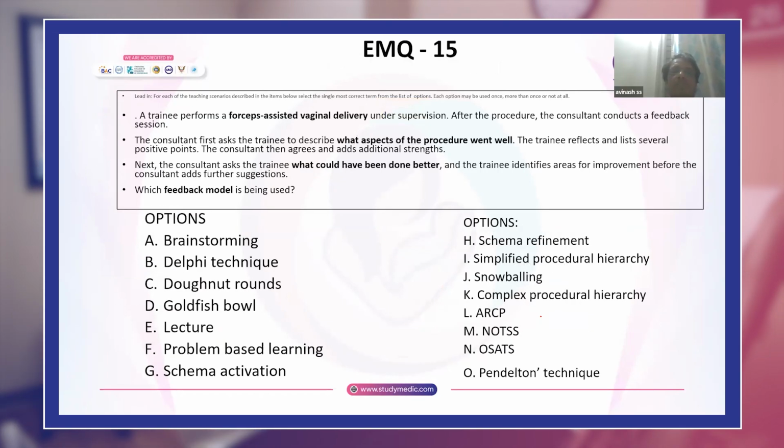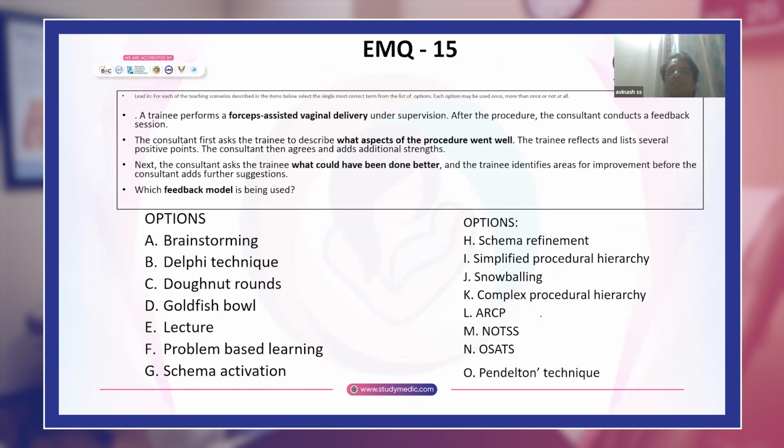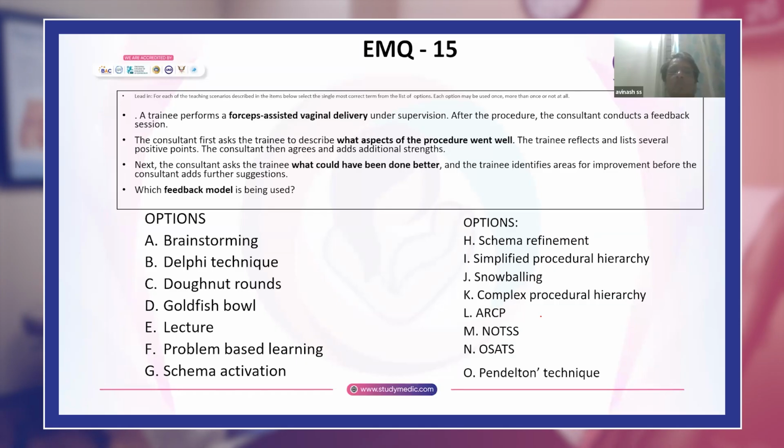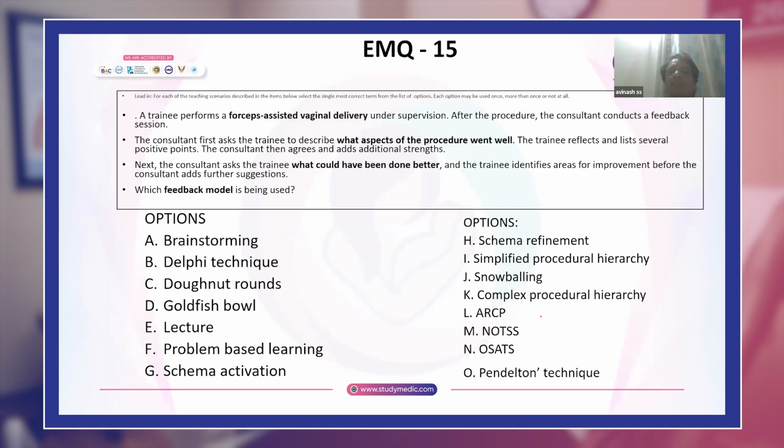Another scenario: a trainee performs forceps-assisted vaginal delivery under supervision. After the procedure, the consultant conducts a feedback session. Now the consultant first asks the trainee what went well. The trainee reflects, and he reflects several positive points. The consultant then agrees and adds additional strengths to those. Next, the consultant asks what could have been done better by the trainee, and the trainee again reflects and identifies what he could have improved. Then the consultant will add further suggestions to it.